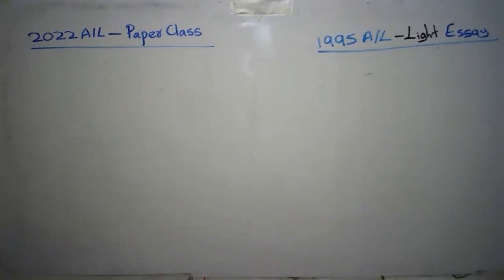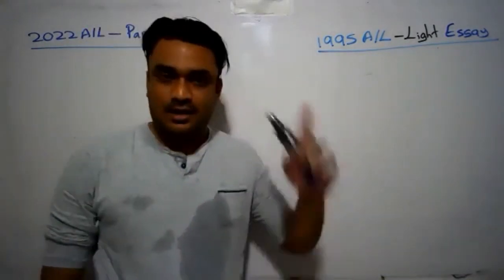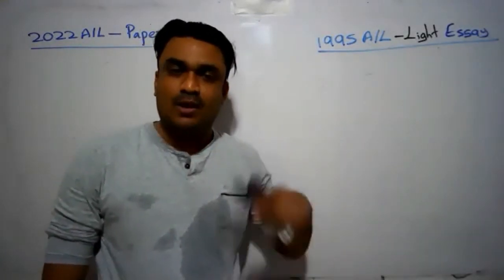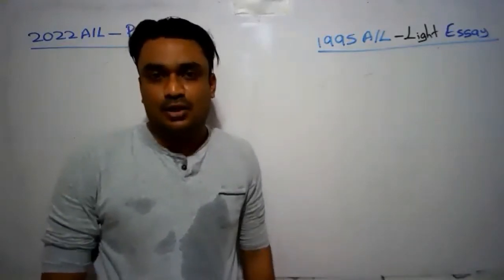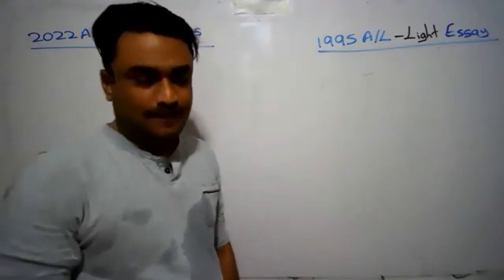Angular magnification is a better measure compared to the linear magnification in determining the magnification produced by an optical instrument. Briefly explain this statement. There are two magnification equations. First one, linear magnification: height of the image divided by height of the object. The second one is angular magnification: angle subtended by the image on the eye divided by angle subtended by the object, alpha divided by beta.